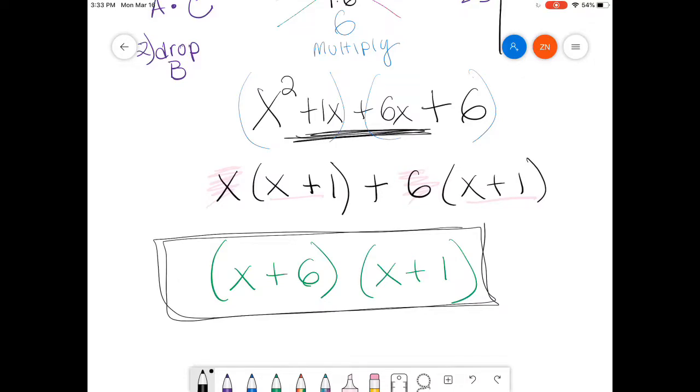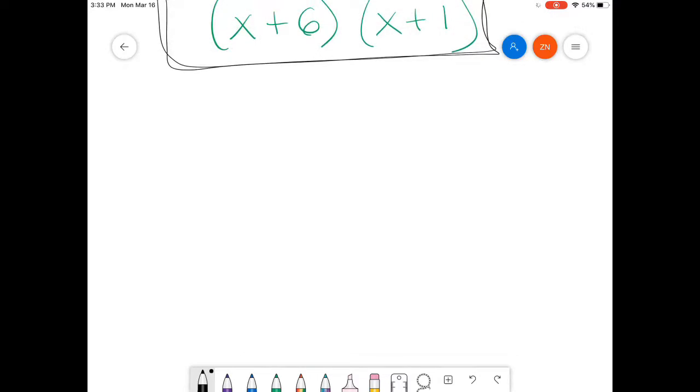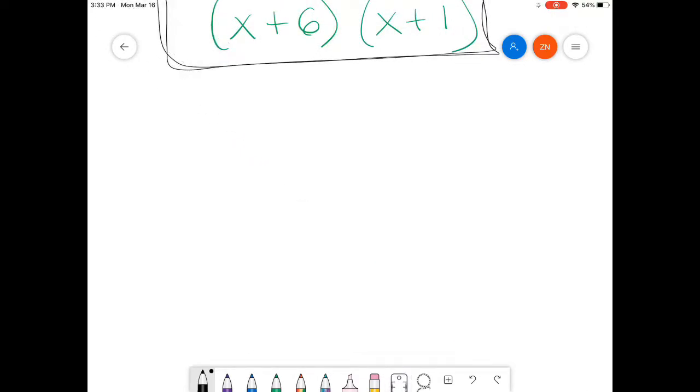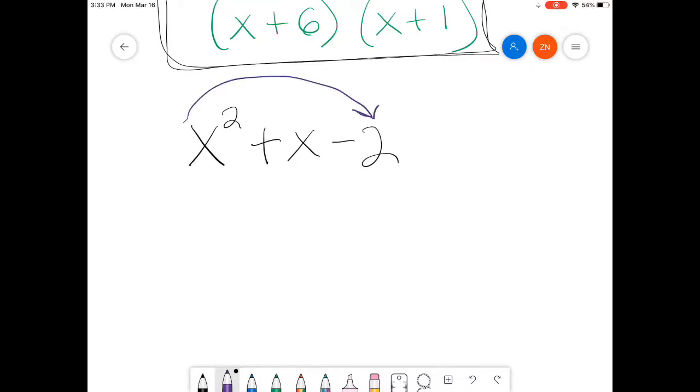Let's take a look at another example. Let's say I have x squared plus x minus 2. Starting from the top, I want to multiply A times C. That gives me -2. Where do I put it? Down here.